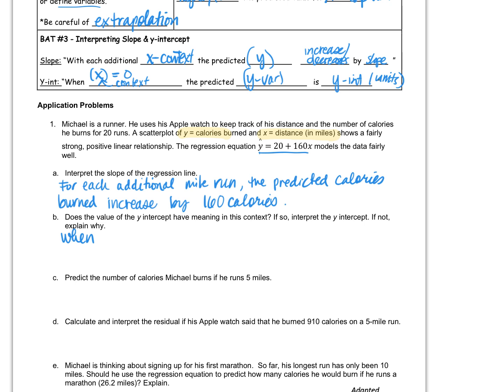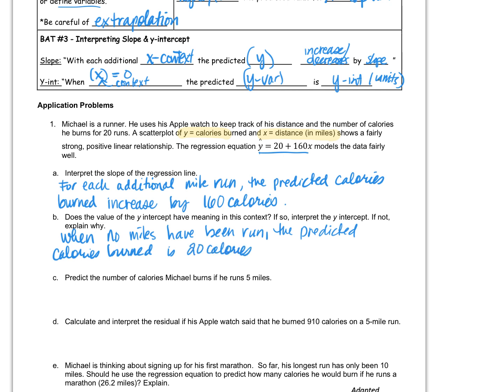Miles run, right? When no miles have been run, the predicted response variable is calories burned, right? Is, what's my y-intercept? 20 calories. If no miles are run, he only burns 20 calories.